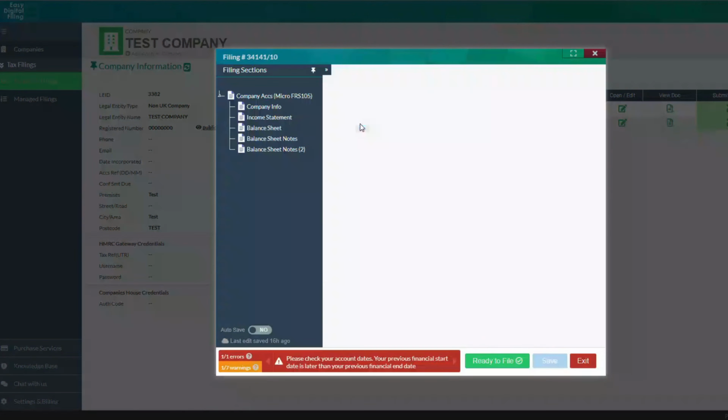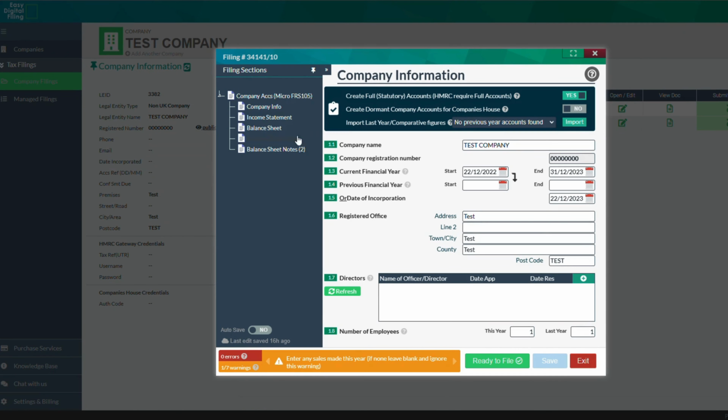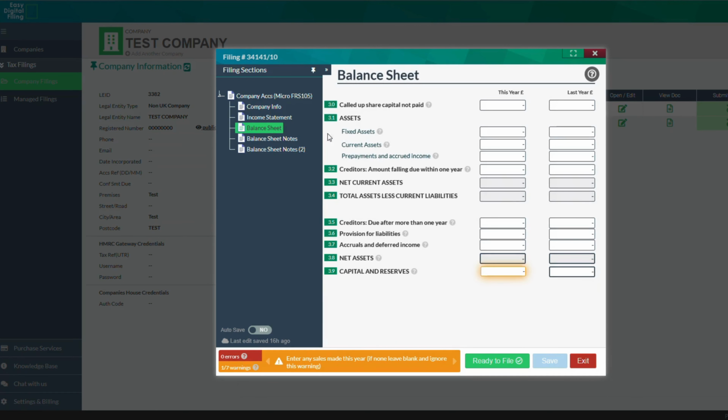Let's say the shares were paid and you deposited £2 into the company's bank account. This gives you £2 in current assets. If they were unpaid, they would be entered into the called up share capital not paid box instead. So your balance sheet will look like this. Net assets are £2, which is the cash in the bank, and the capital reserves are also £2, which is the share capital. The balance sheet is balanced because both sides are equal.